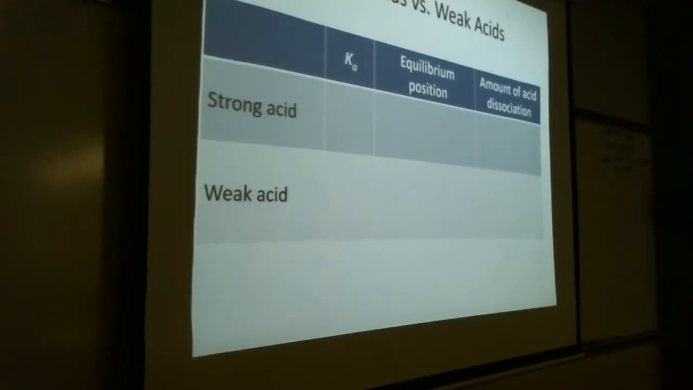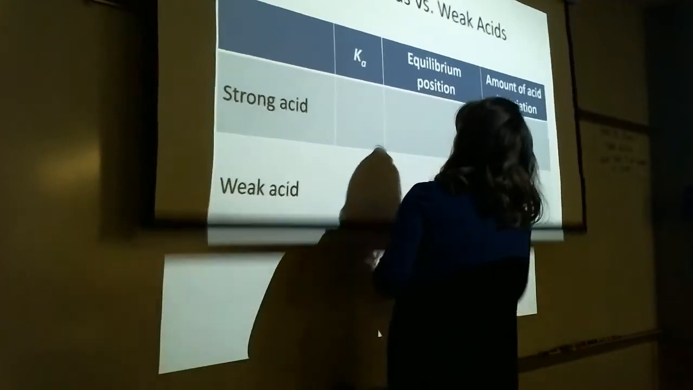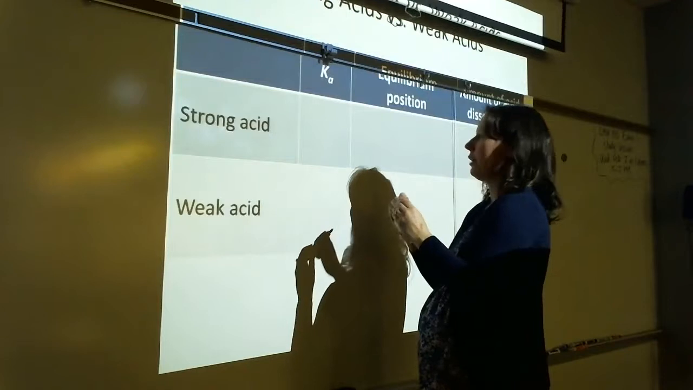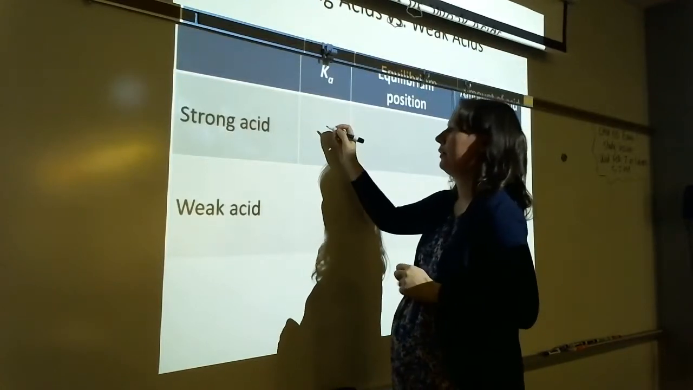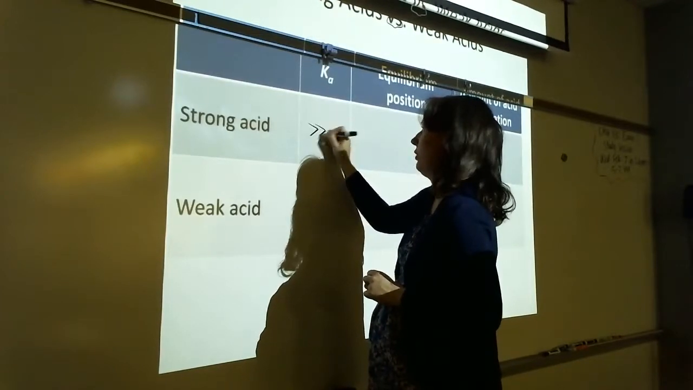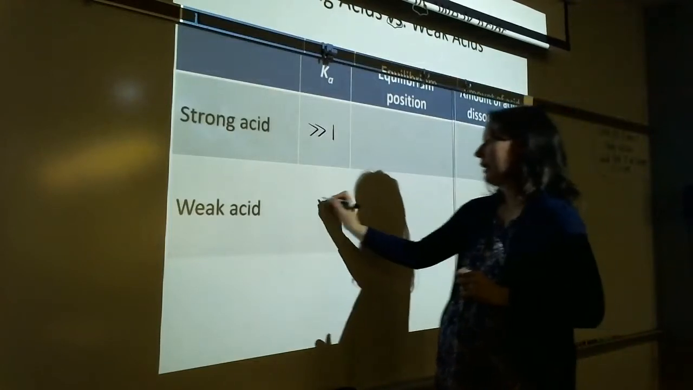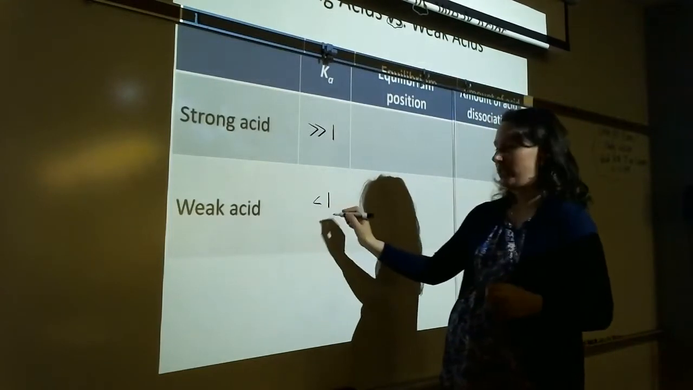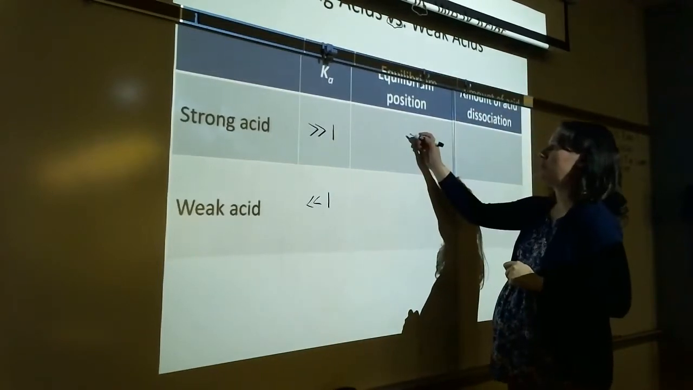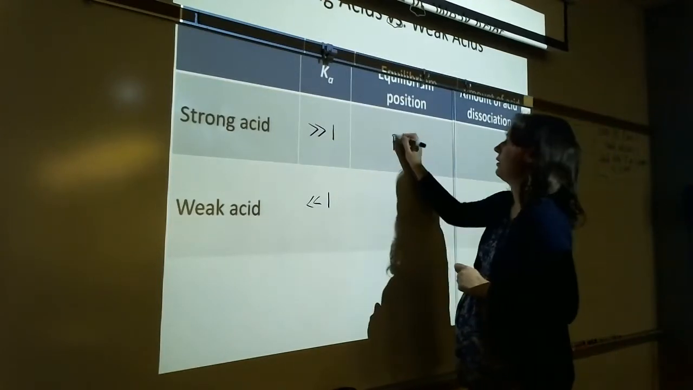So let's fill out this table together, just to drive it all home. All right, if it's a strong acid, Ka greater than 1, less than 1, equal to 1, what? Greater than 1, and it's usually much, much greater than 1. And then for a weak acid, it would be less than 1. And again, it's usually much, much less than 1. It's usually a very, very small number. Equilibrium position, reactants or products for a strong acid? Products.